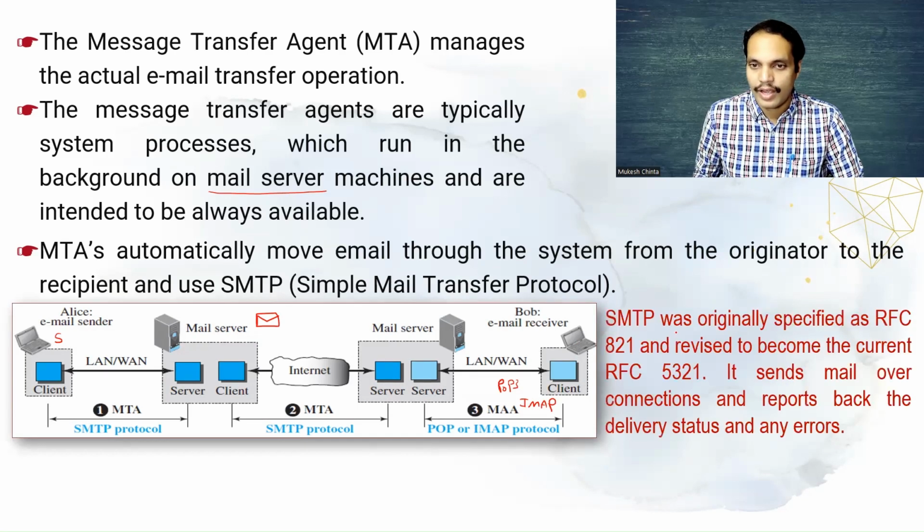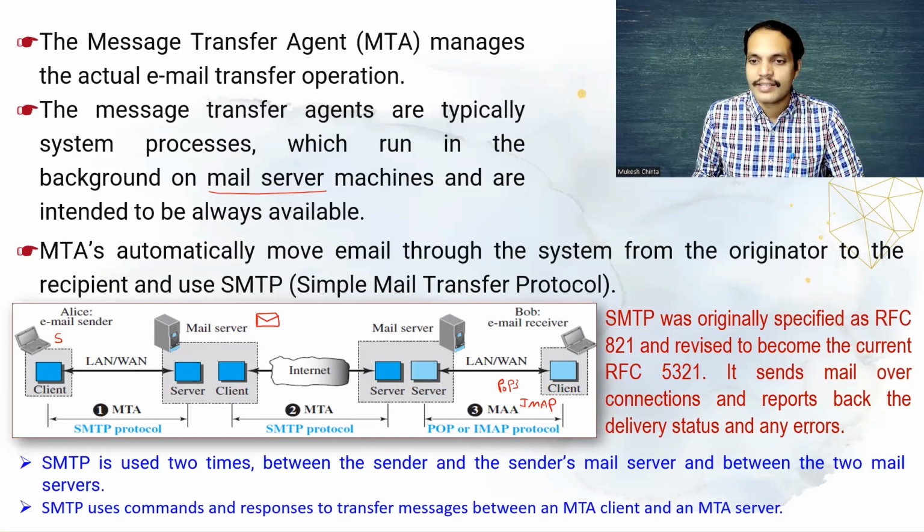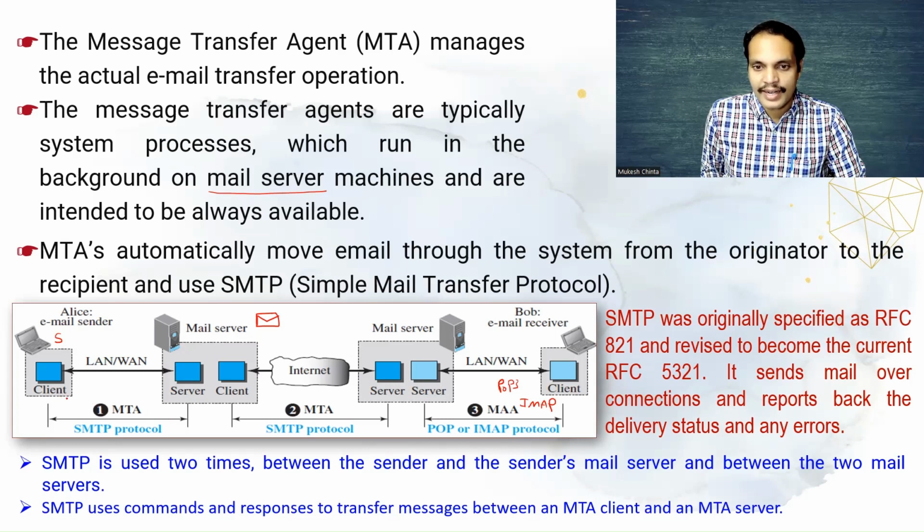Okay, so SMTP was originally specified as RFC 821 and then revised to become the current standard of RFC 5321. We'll study more about these standards, what they do and how they are revised in our next videos. It sends mail over the connections and reports back the delivery status and any errors. This is what it does. So SMTP is used two times: first between the sender and the sender's mail server, and then between the two mail servers across the internet. SMTP uses commands and responses to transfer the messages between an MTA client and an MTA server.